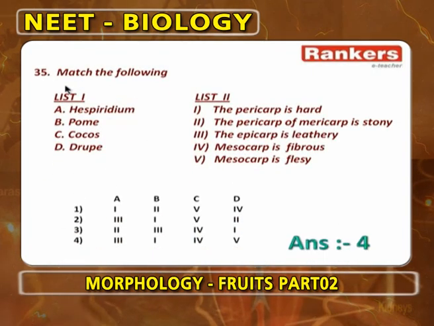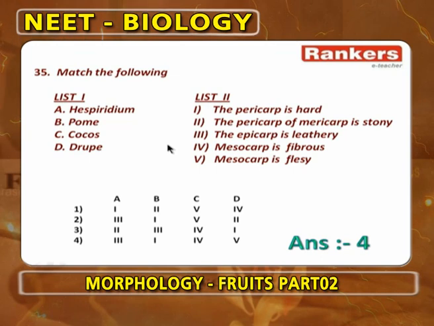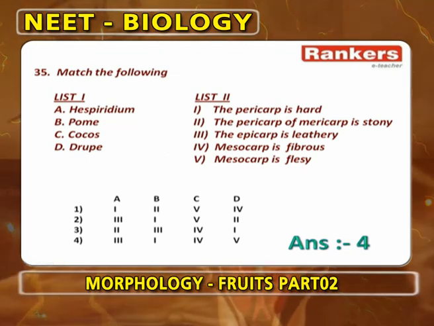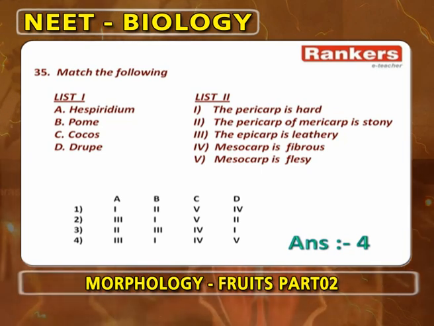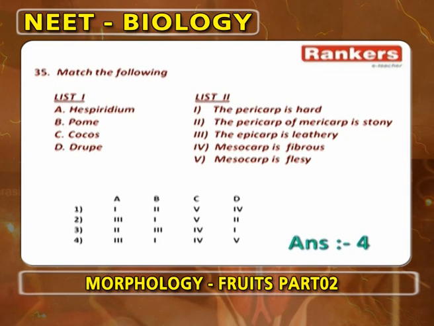Next, again a matching question. Hesperidium, pome, cocos, drupe. Answer is 4. Hesperidium 3: the epicarp is leathery. Pome 1: the pericarp is very hard. Cocos: mesocarp is fibrous 4, and the pericarp is hard. Drupe 4: mesocarp is either fleshy or juicy. Answer is 3, 1, 4, 5.